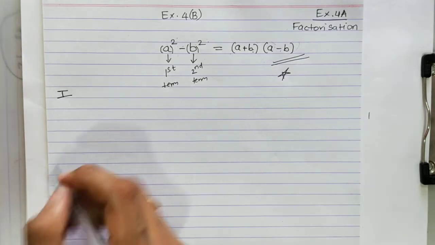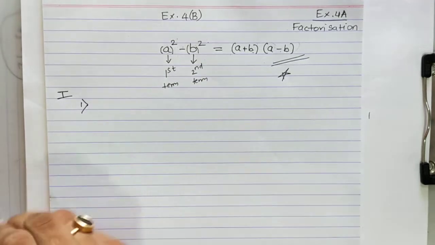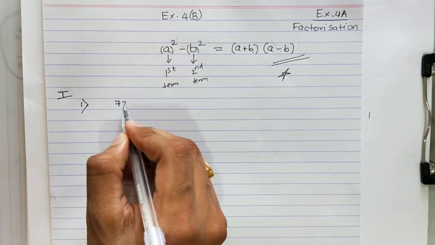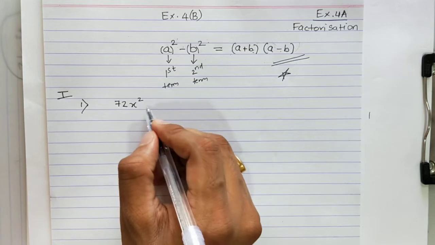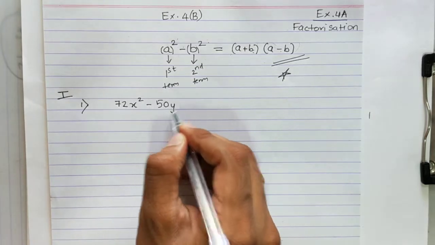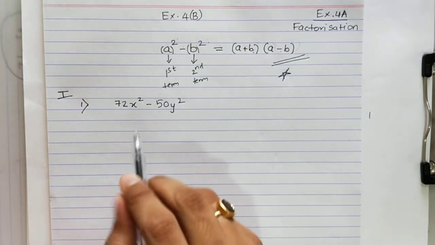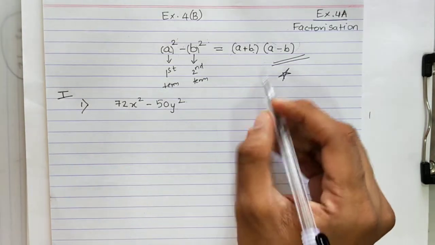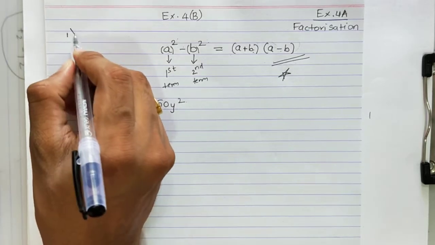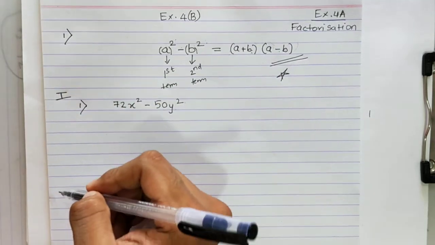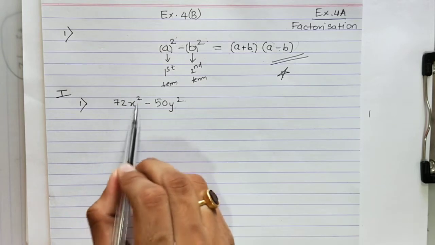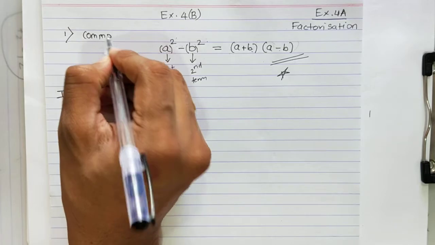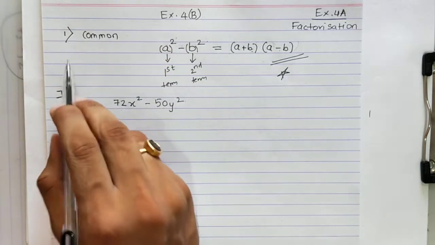Main question 1. First question. The question is 72x square minus 50y square. First thing is, if there is anything common in both the terms, this is the first term, this is the second term, if there is anything common, we have to take it. We have to take common first.